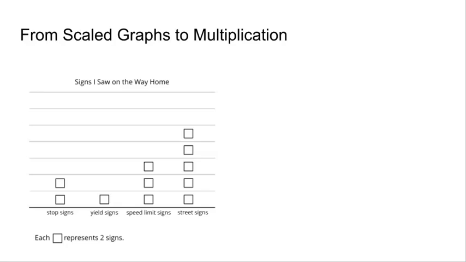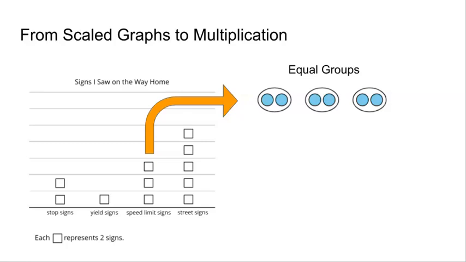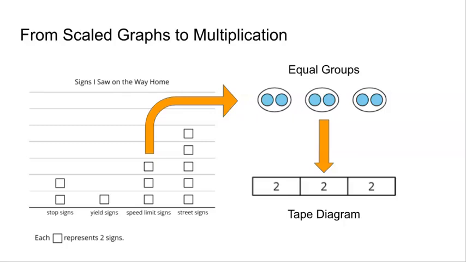Students can use skip counting to help them figure out the total number of signs in each category. Once 3rd graders have the idea that each picture represents more than one object, they apply their understanding to thinking about equal groups. Students create equal group drawings and tape diagrams to represent the situations involving equal size groups based on the pictures in a scaled pictograph. Students learn that we can write 3 times 2 to represent these drawings and interpret the expression to mean 3 groups of 2 or 3 times 2.